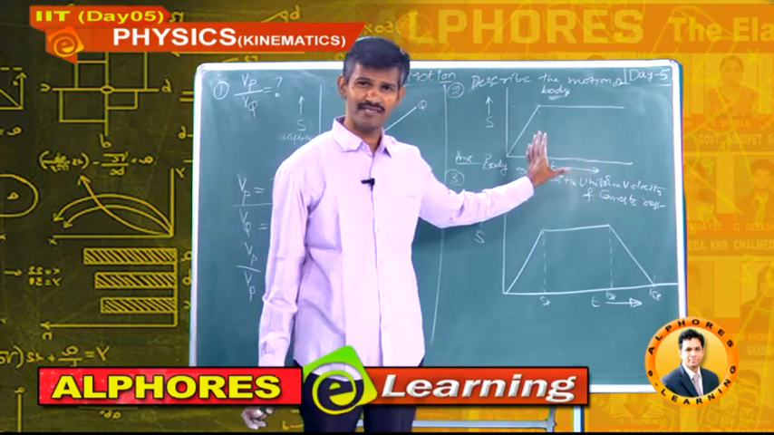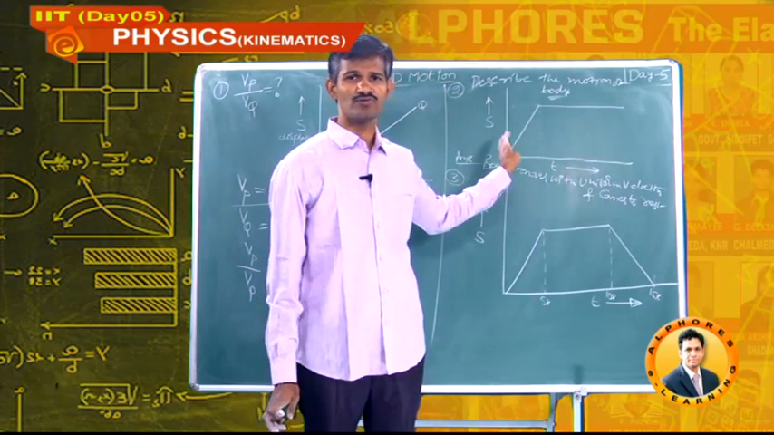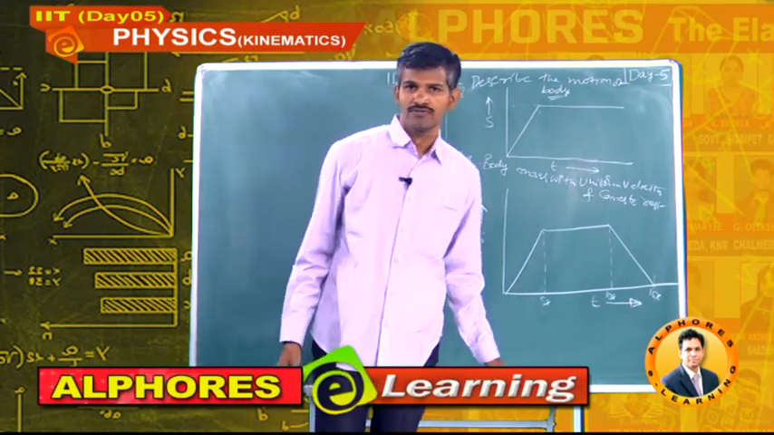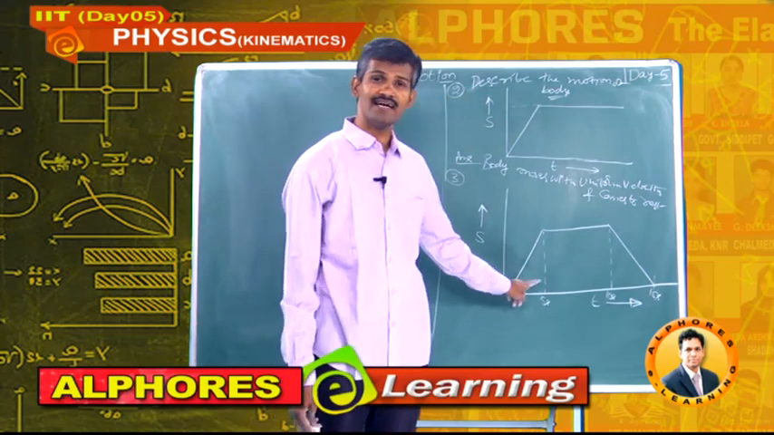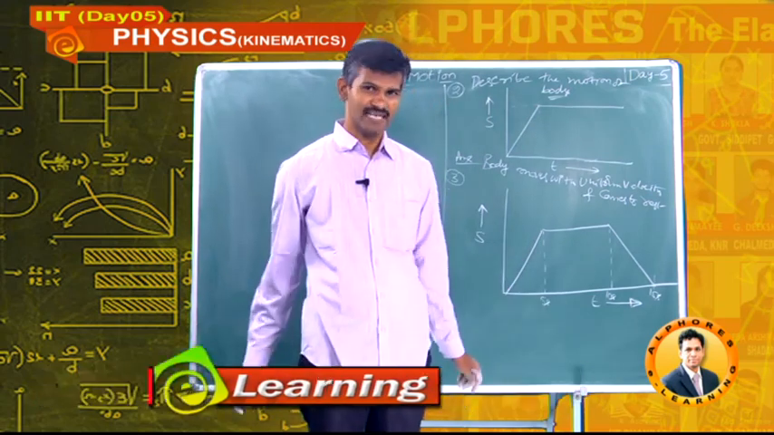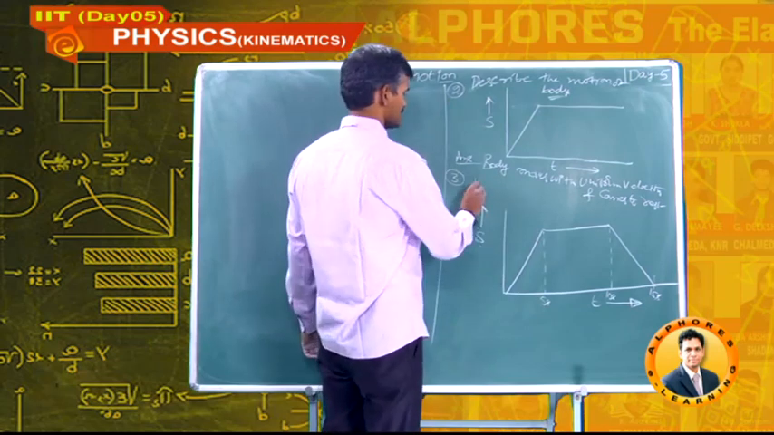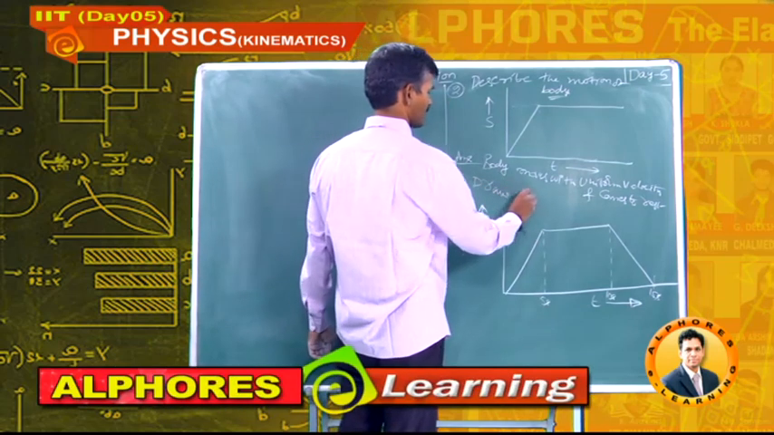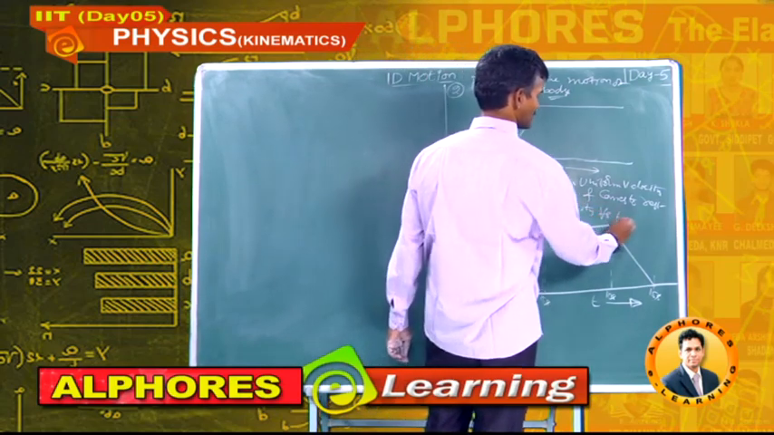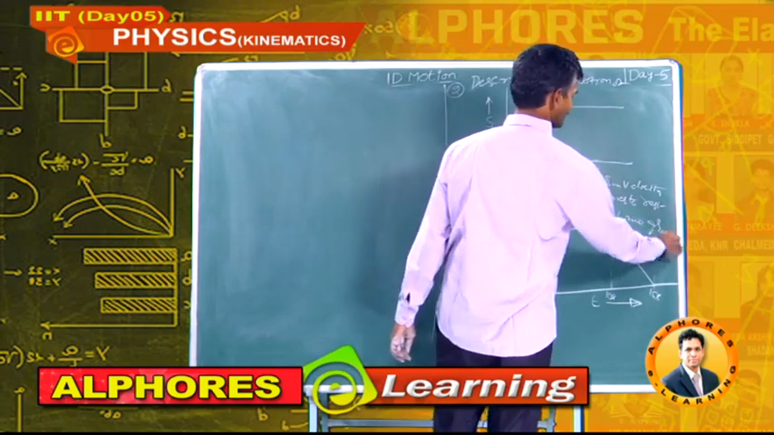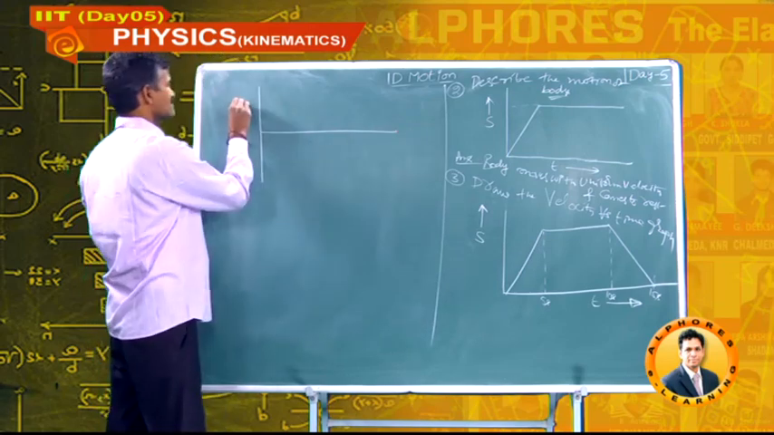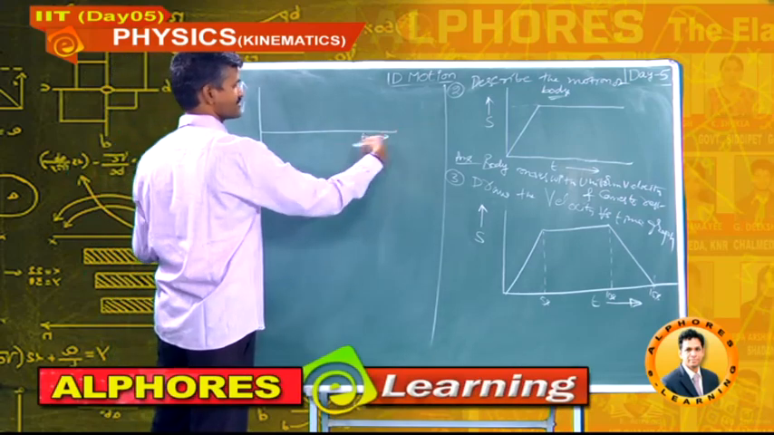It is a simple question, but you can understand how the body is moving from the graph. Students, in this question they are asking to draw the velocity time graph from this displacement time graph. So, draw the velocity versus time graph. To draw it, take velocity on the y-axis and time on the x-axis.